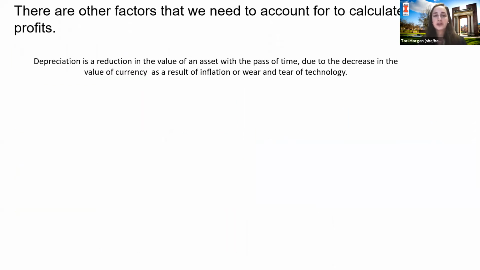There are also other factors that we need to account for in order to calculate net profits. One of those is depreciation. That's a reduction in the value of an asset with the passage of time, due to the decrease in value of currency as a result of inflation or wear and tear of a technology. So $1 today does not equal the same amount 10 years from now. The value of money changes over time.